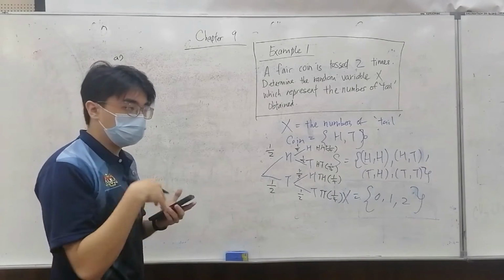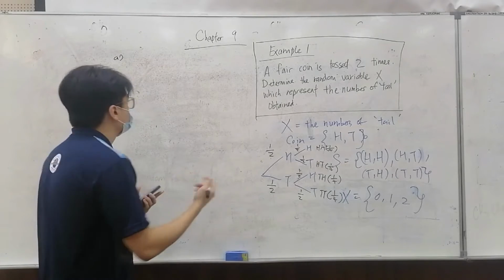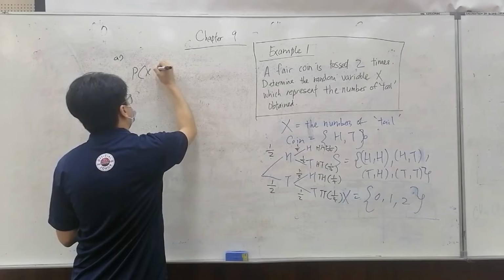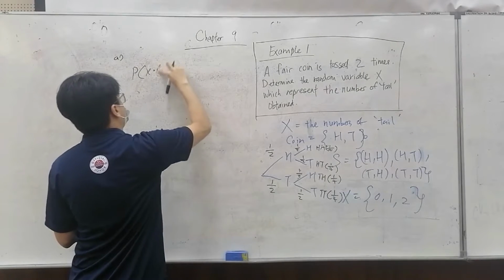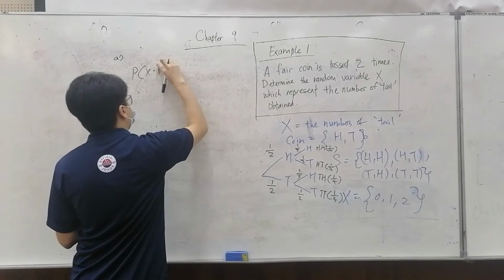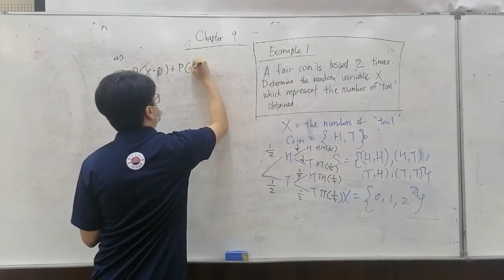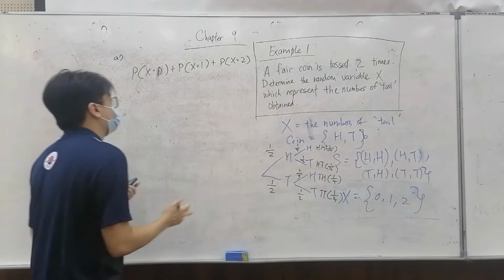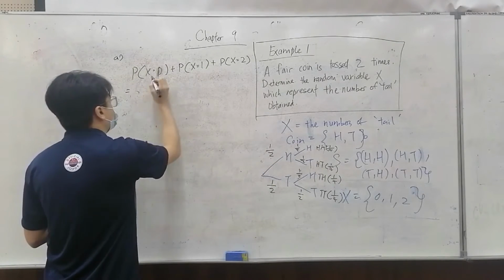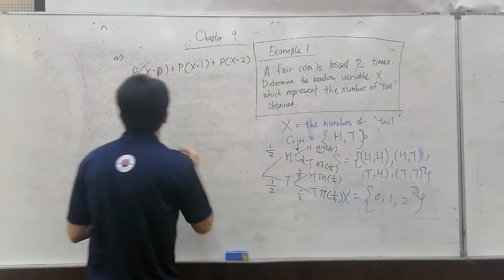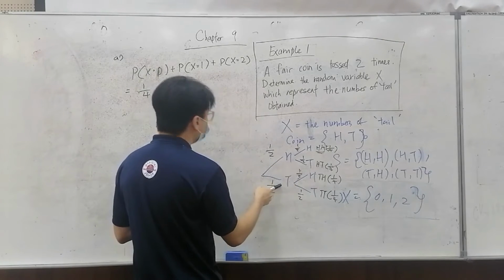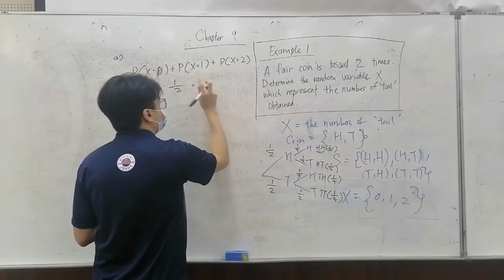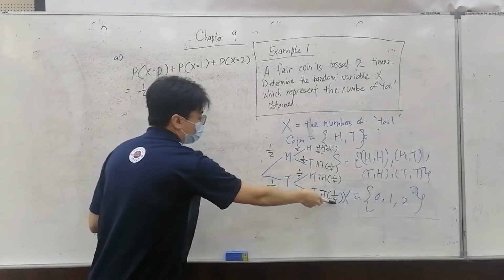Now we need to add all the probabilities of the outcomes and show that the total is equal to 1. So P(X = 0) plus P(X = 1) plus P(X = 2), where x is the number of tails. As we can see, the probability of x equals 0 is 1 over 4, which is head head. Plus, for x equals 1 there are 2 outcomes, which are head tail and tail head, so it is 1 over 2. And then the probability for x equals 2 is tail tail, which is 1 over 4.